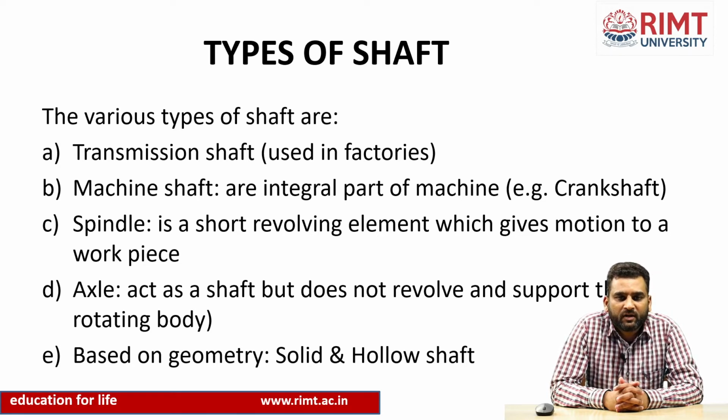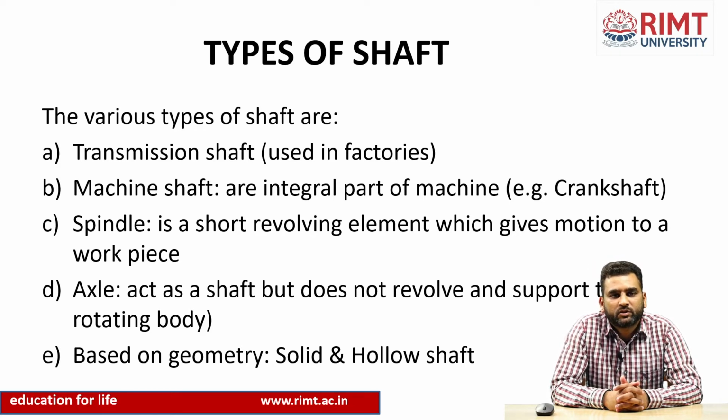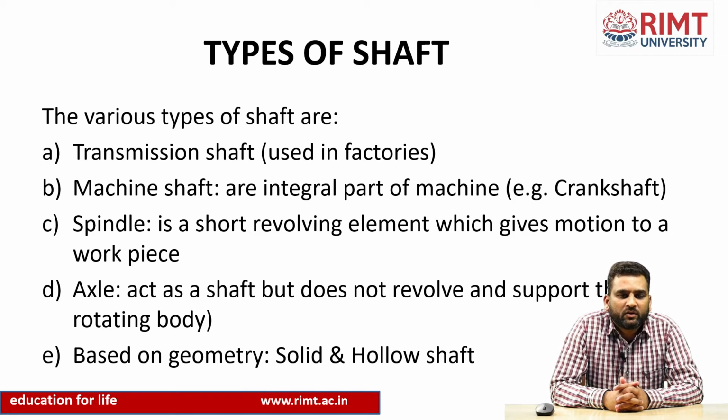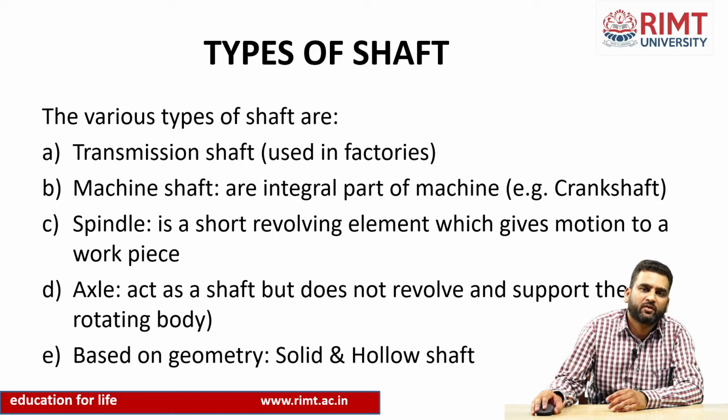Third is spindle. Spindle is basically a short revolving element which gives motion to a workpiece, like in the lathe machine. Next is axle. Axle basically acts as a shaft, but it does not revolve and supports only the rotating body. Last is based upon geometry. Based upon geometry, we have two types of shaft, that is solid shaft and hollow shaft. So, these were the various types of shaft used in the industry.